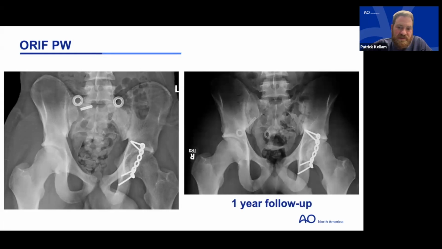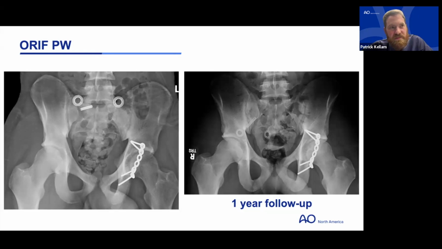He's back on the football team. He's running track. He runs the 400 meters, and he has no hip pain. And he's looking to play football in college next year. So he did really well, and this highlights the importance of managing these reductions early.